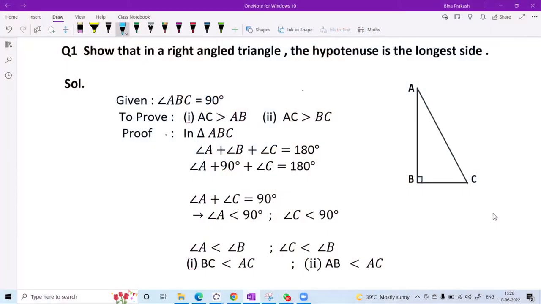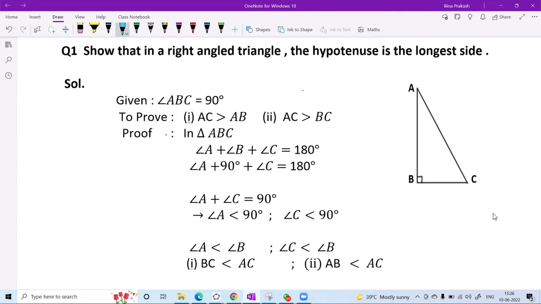Angle B of triangle ABC measures 90 degrees. What you have to prove is that AC happens to be the longest side. That is, apart from AC, the other two sides are AB and BC. AC is the longest: AC is greater than AB, and AC is greater than BC. You have to prove that.